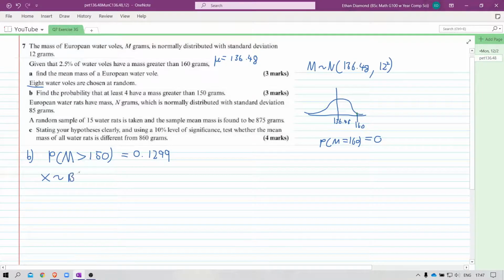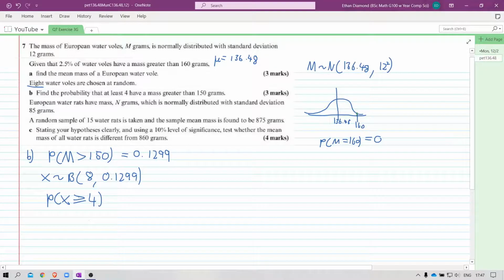Fantastic. So now we can use a binomial distribution to work out, so I can call it X. X is a binomial distribution. The number of trials is 8, and the probability of success, so the probability of having a mass greater than 150, is 0.1299. We're working out the probability that we have to have at least 4. So X bigger than or equal to 4. Because at least 4 means, well, you have to be 4 and you have to be bigger than 4.